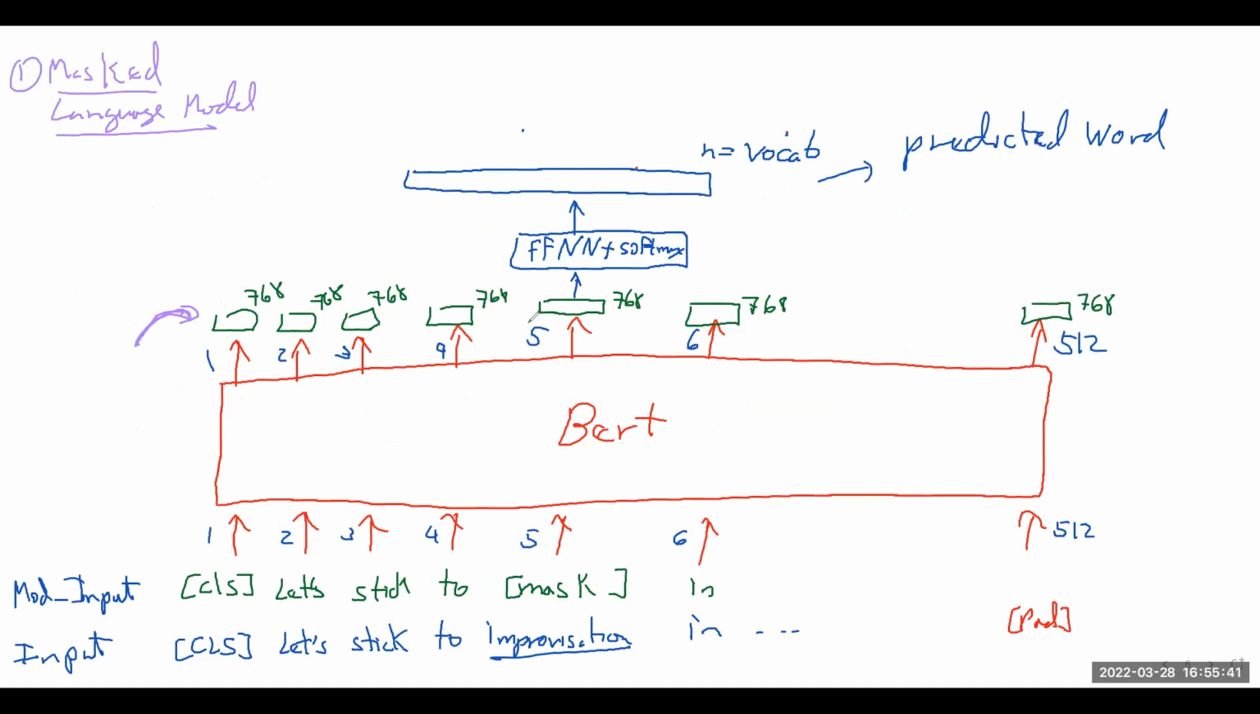So now if we want to embed a word for the specific, we could use this vector of size 768.